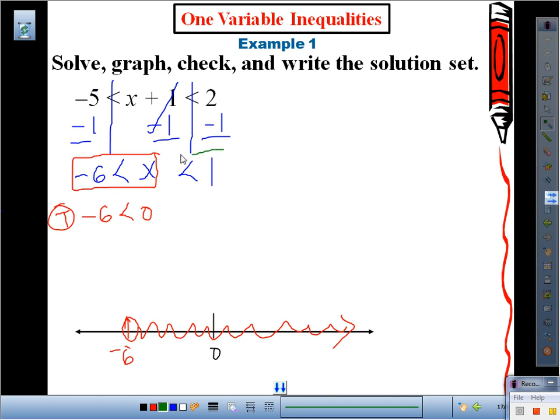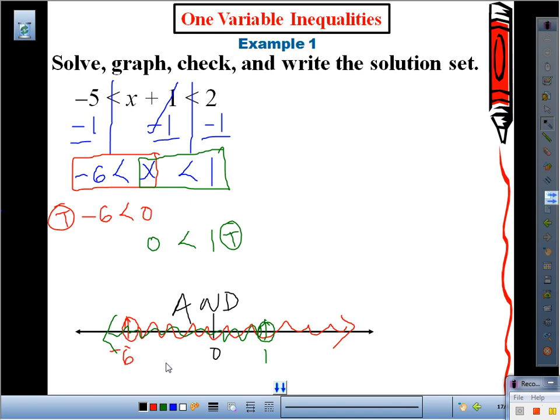Now I'm going to graph the second part. What's my dividing point? 1. It's an open point. There it is. And I'm going to test again, also using 0. Is 0 less than 1? Yes, that's true. That means I'm going to shade towards 0. So what do you notice now? That both graphs intersect. Everybody with me? When both graphs intersect, that's what we call an and compound inequality. Why and? Because any number in here is a solution for this side and for this side. Does that make sense?